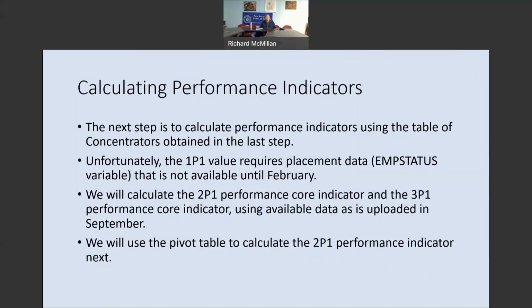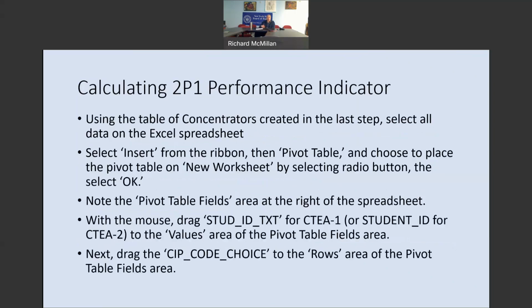We will calculate the 2P1 performance core indicator and the 3P1 performance core indicator using available data as it was uploaded in September. We will use the pivot table to calculate the 2P1 performance indicator next. Calculating 2P1 performance indicator. Using the table of concentrators created in the last step, select all data on the Excel spreadsheet. Select Insert from the ribbon, then Pivot Table, and choose to place the pivot table on a new worksheet by selecting the radio button, then select OK.